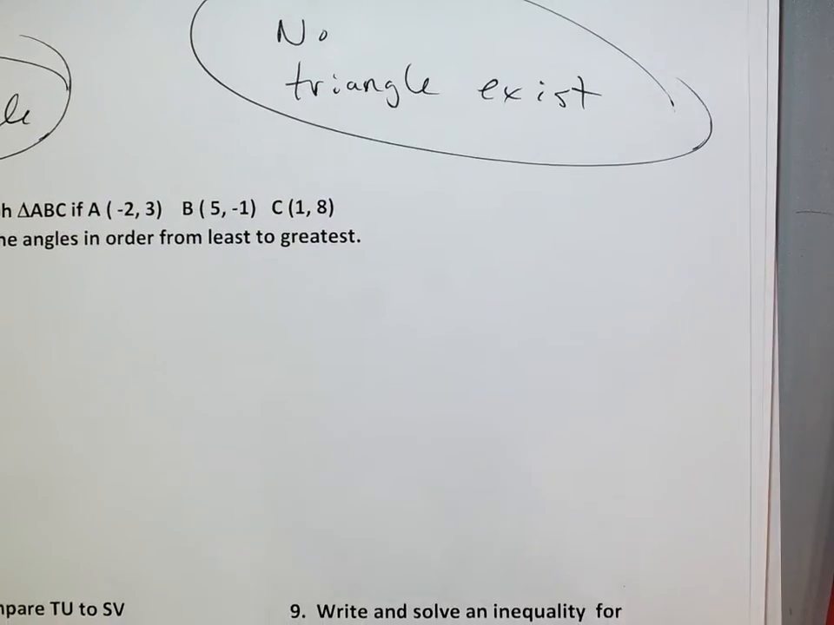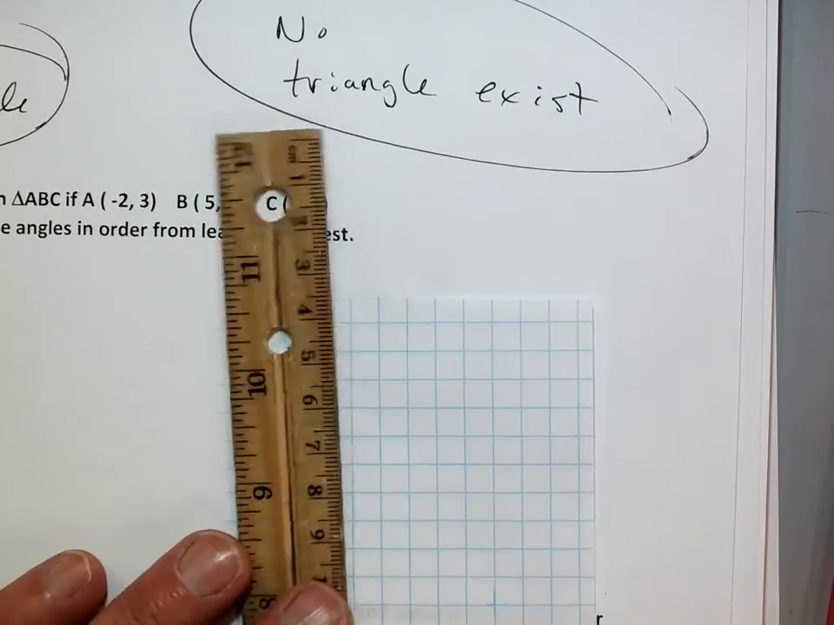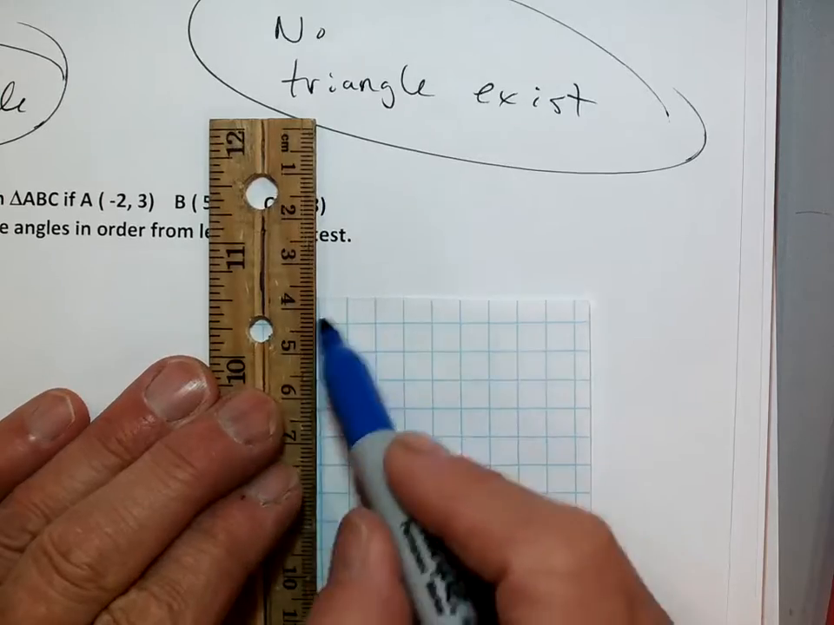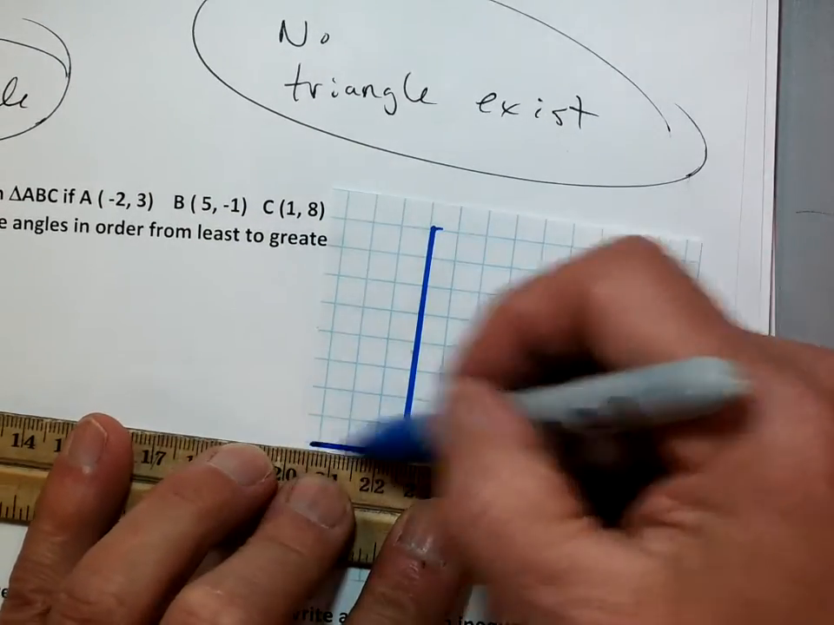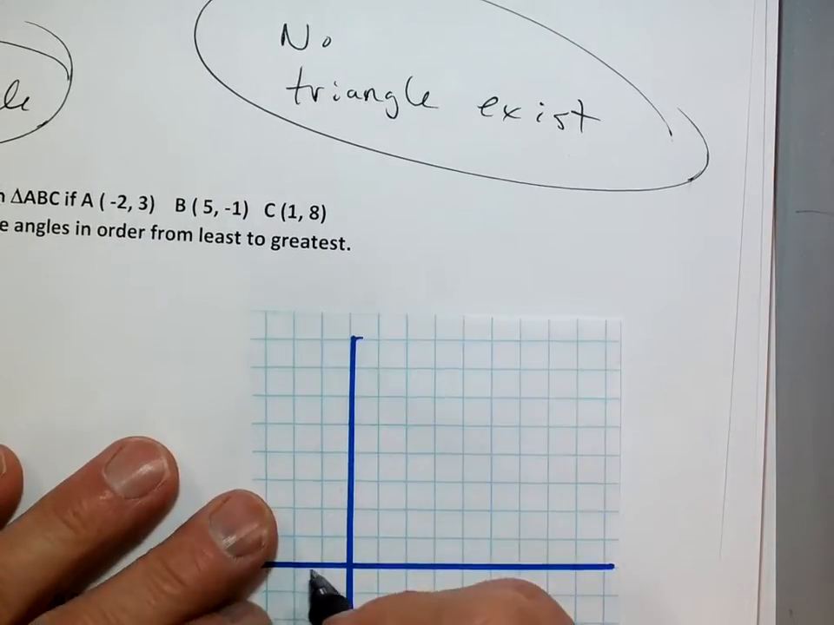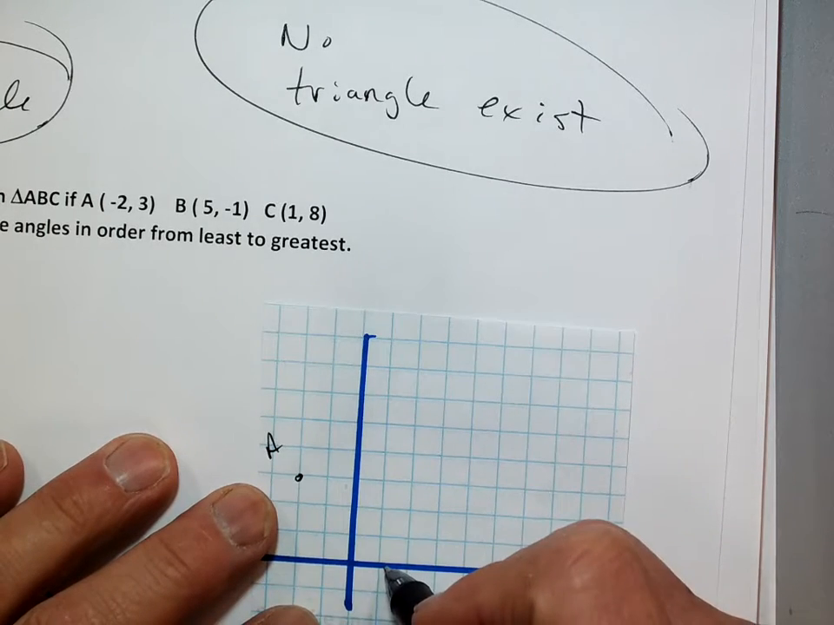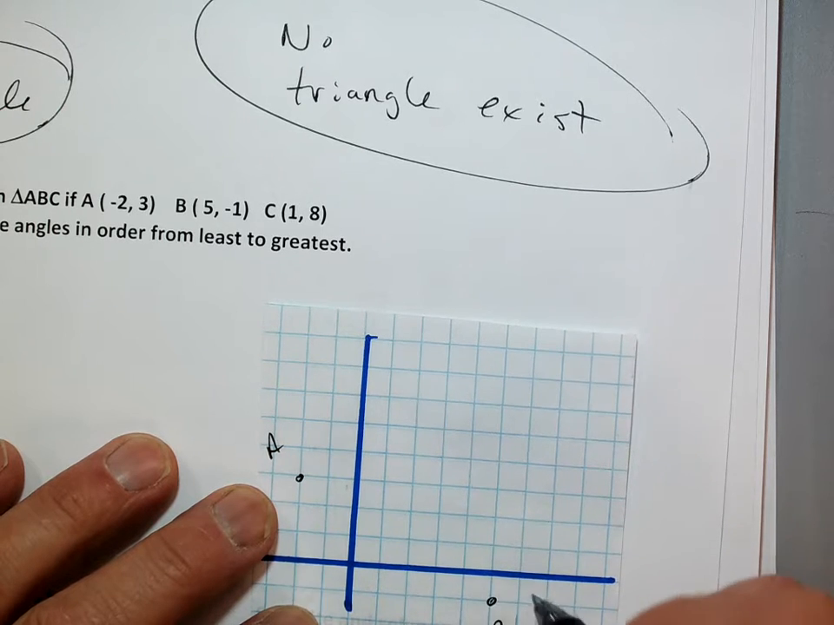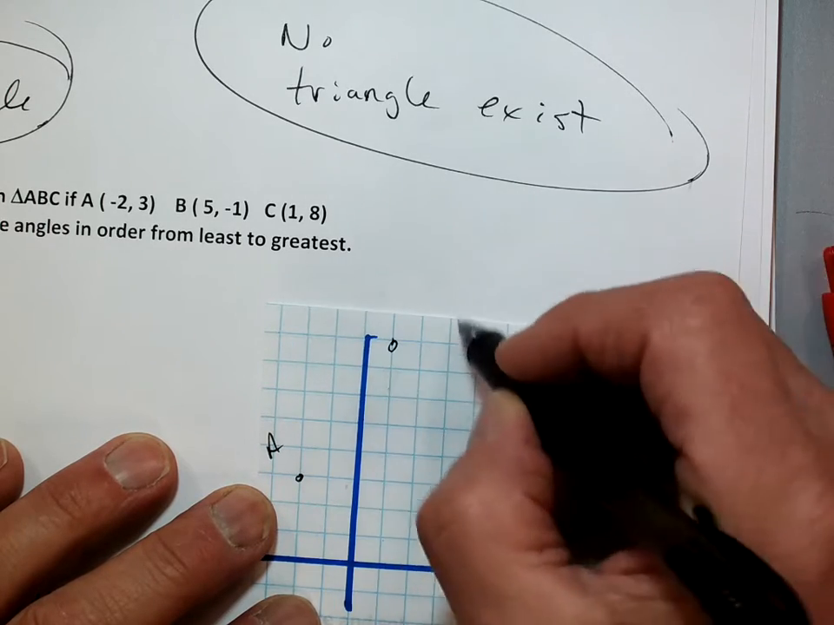Okay, number 7, let's graph it. Okay, I got a piece of graph paper here. Put my triangle down here. All right, and put my graph in like this, and like that. Now let me graph my triangle. -2, 3 is A. 5, 1, 2, 3, 4, 5, -1 is B. and a 1. 1, 2, 3, 4, 5, 6, 7, 8 is C.